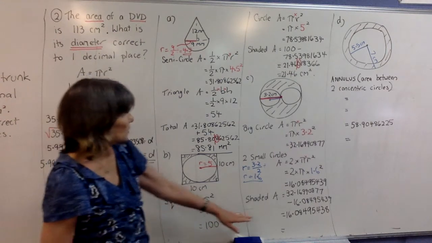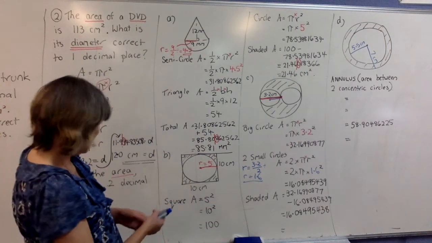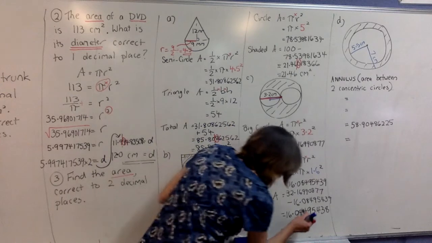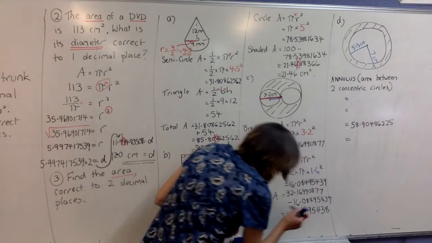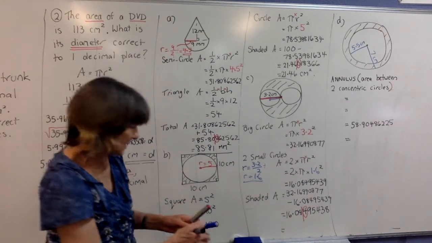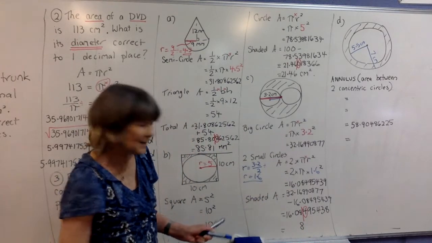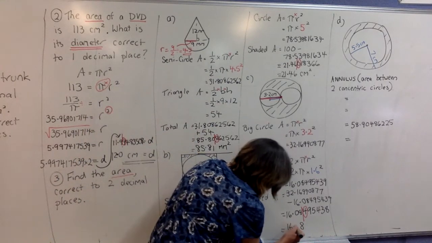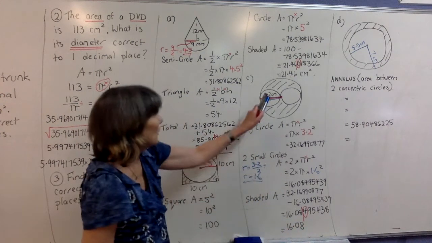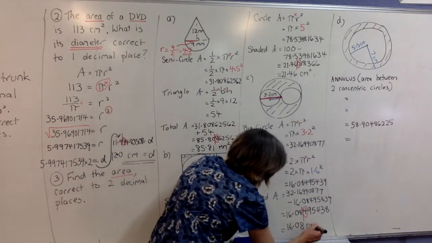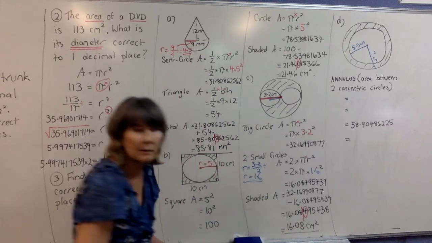Okay, now we've still got to round this to 2 decimal places. So we're going to draw a line after 2 decimal places. Look at the next digit. That's less than 5. So the digit before the line will stay as an 8. And copy everything before it. We're in centimetres. And it's an area, so it's squared.